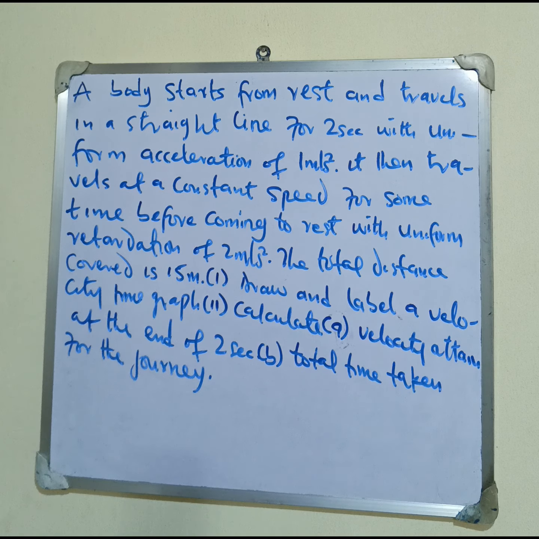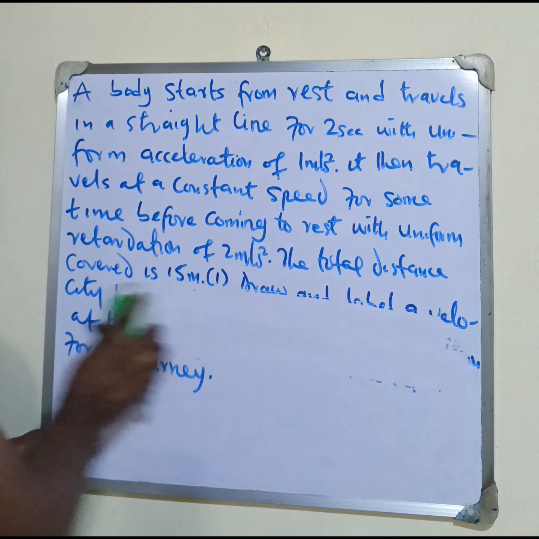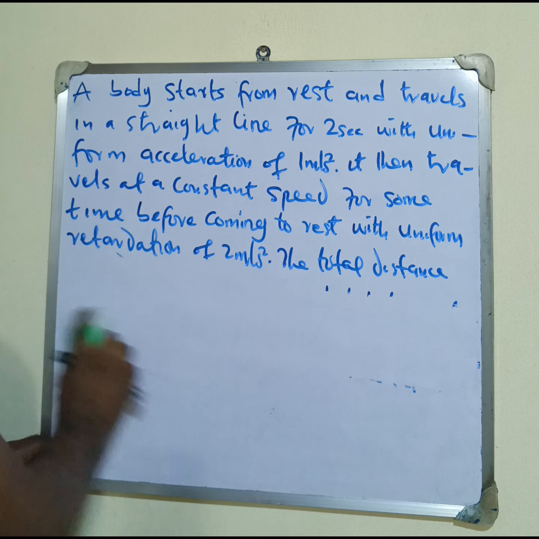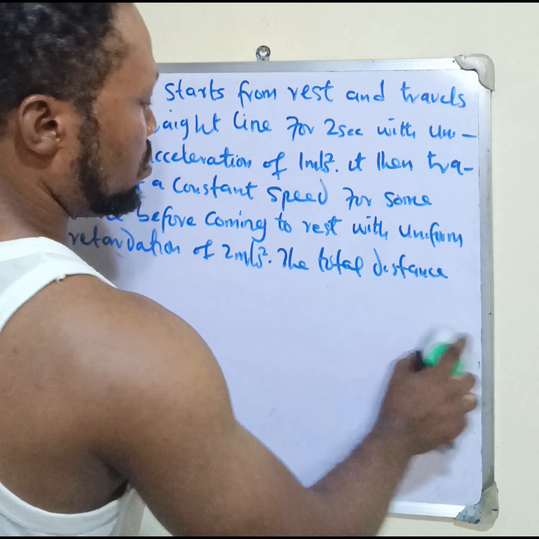Second, you calculate A, velocity attained at the end of 2 seconds. B, total time taken for the journey. Those are the things we are looking for. So let's start now. Let's draw the diagram. So the first thing, we are going to draw the diagram now. So let's put the diagram in position.